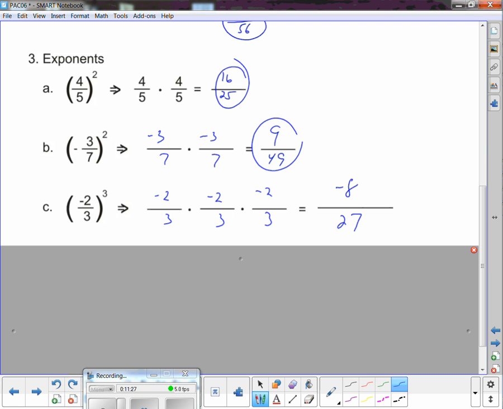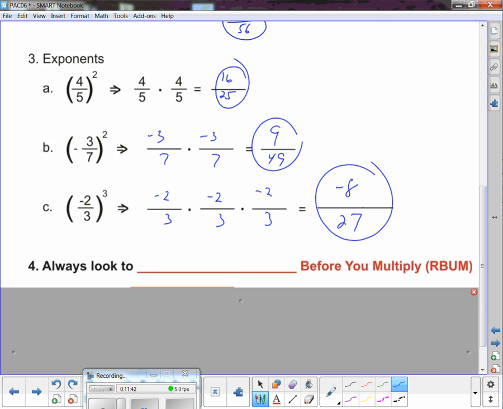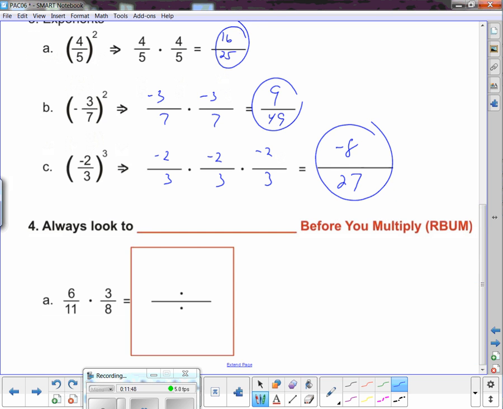It's just nice and orderly. And by the way, -2 times a -2 is a +4. +4 times a -2 is a -8, right? -8/27. You guys are amazing. So what's with all the fear of fractions? I don't get it. I just don't get it.